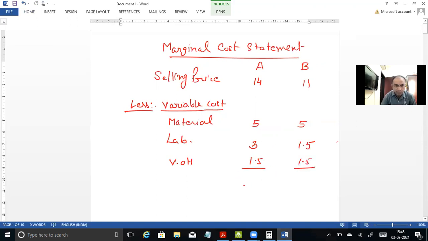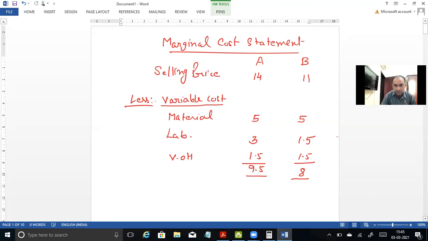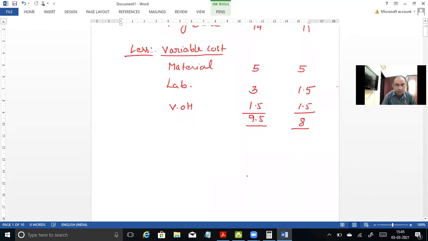So these are the elements of variable cost. Let us calculate the total variable cost. Here it comes 9.5 and here it comes 8. 5, 6, 7, 8. Now contribution per unit we can calculate. Contribution per unit will come, that is sales minus variable cost. So 14 minus 9.5, it comes 4.5, and here it comes 11 minus 8, 3. But this is normal contribution.